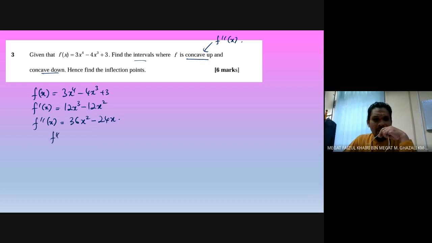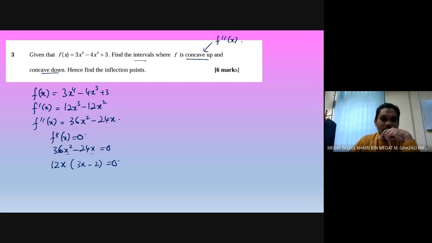Make f double prime equal to 0, or 36x squared minus 24x equal to 0. Factorize x, and 36 with 12. We factorize, we get 12x here with 3x minus 2 equal to 0. So then we get x equal to 0 and x equal to 2 over 3.